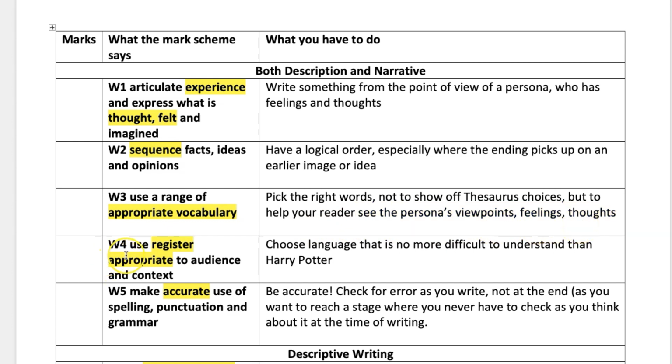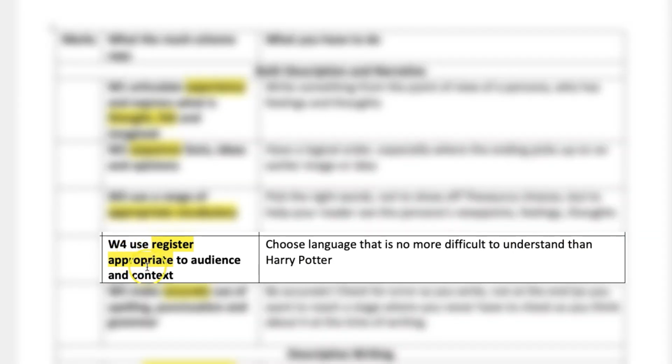Next, assessment objective 4, use register appropriate to your audience. Register here means choice of language. In other words, this language should not be so difficult to understand that it wouldn't fit easily into a book like Harry Potter. You can pick your own favourite authors, but your writing needs to fit into one of those books. There isn't something extra that you're doing with description. You're trying to write like a real writer.